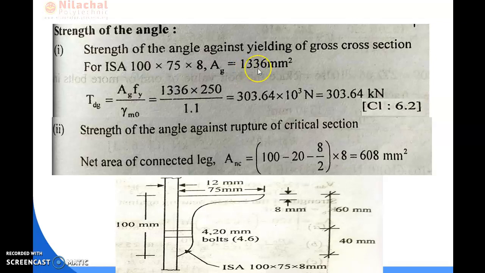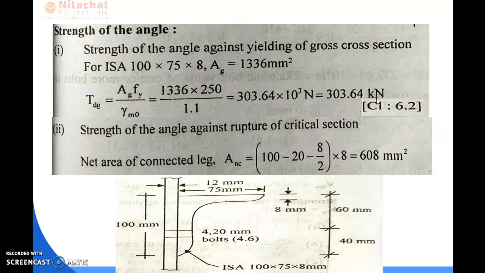So 13.36 centimeter square is equal to 1336 mm square. So now we can put the AG value here and calculate the TDG. So AG into Fy divided by gamma m0 equals 1336 into 250 divided by 1.1, which equals 303.64 kilonewton.